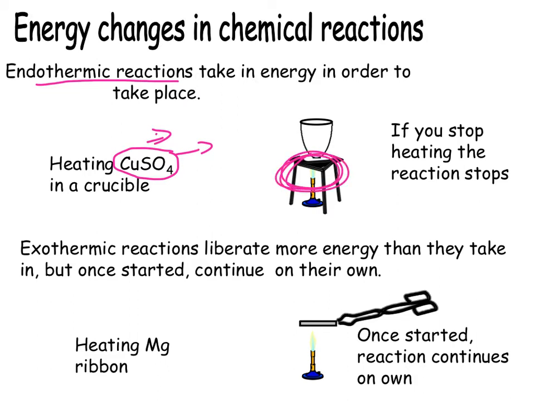An exothermic reaction is one that gives off more energy than it takes in. I might need to add a bit of energy to get it started, but then it will continue on its own. The most common one you know is a fire. It takes a little bit of energy to get a fire to go. I need to put a match to it. But after that, the fire will keep on burning. The same is true when I heat magnesium ribbon. It takes a little while for the Bunsen to get it going, but after that, the reaction will keep on burning. And as you know, it burns with a brilliant white flame.